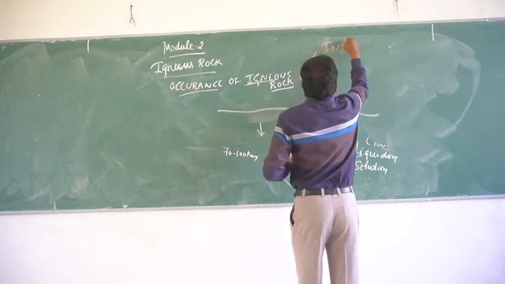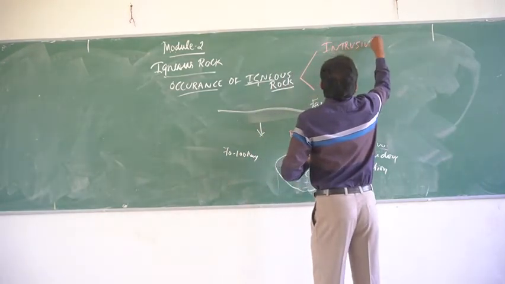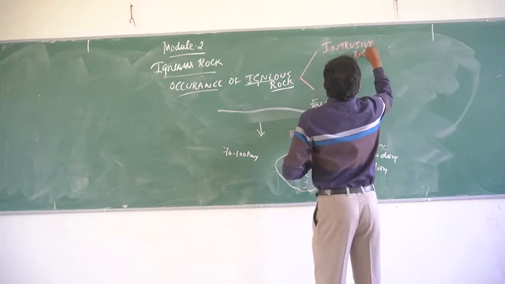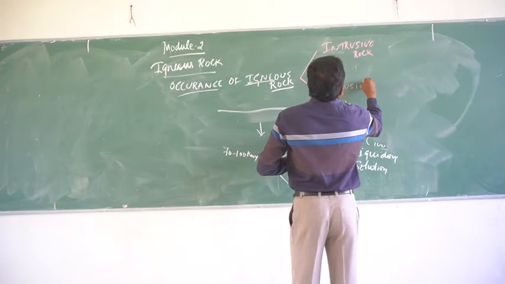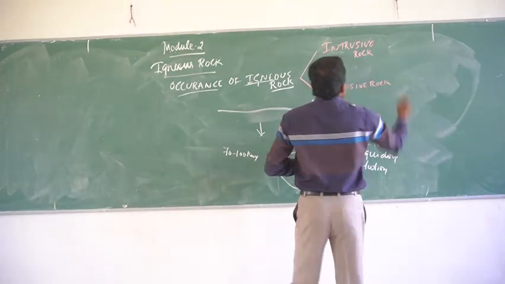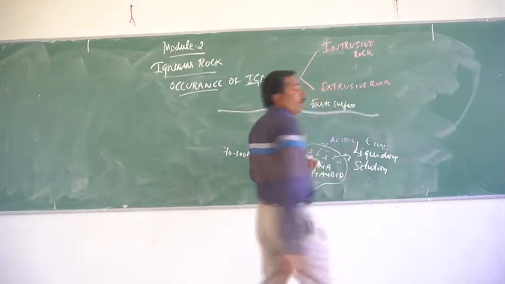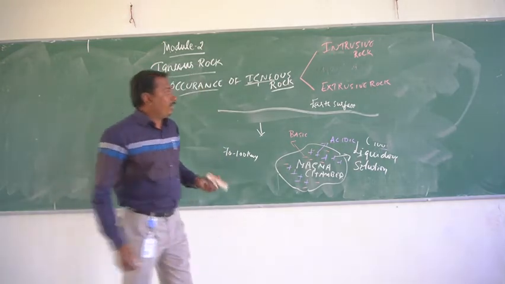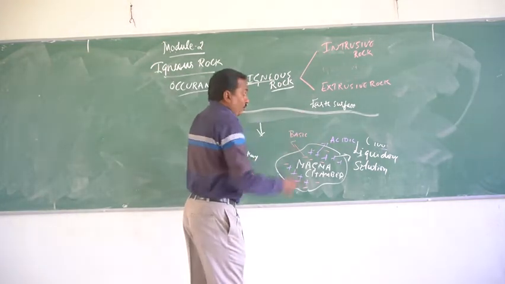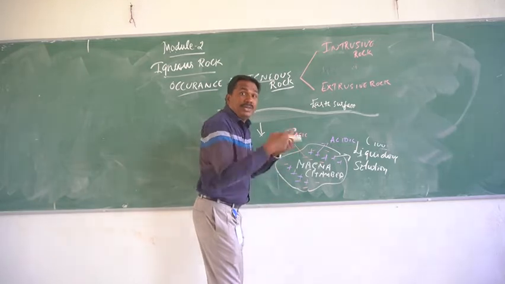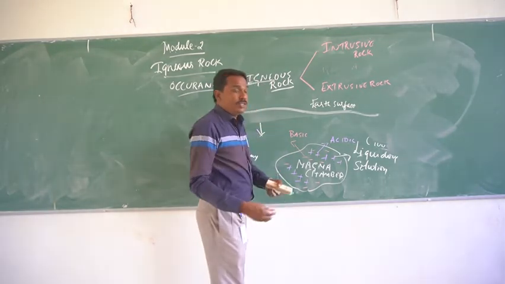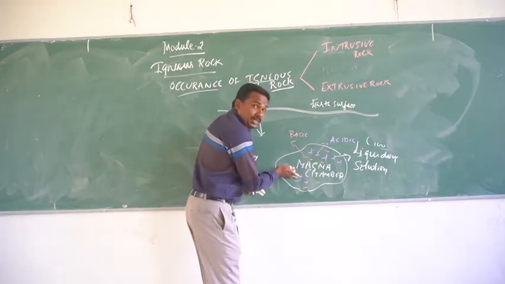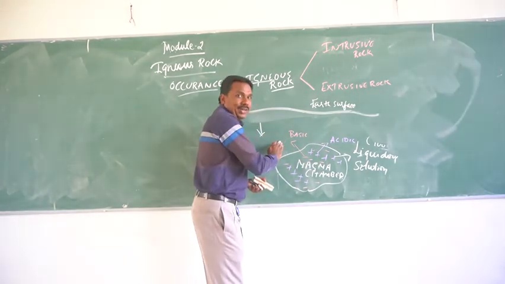Intrusive rock and extrusive rock. Okay, what do you mean by intrusive rocks? See, this is the earth surface. When the magma chamber tends to cool and solidifies beneath the earth surface, this solution converts to solidus.